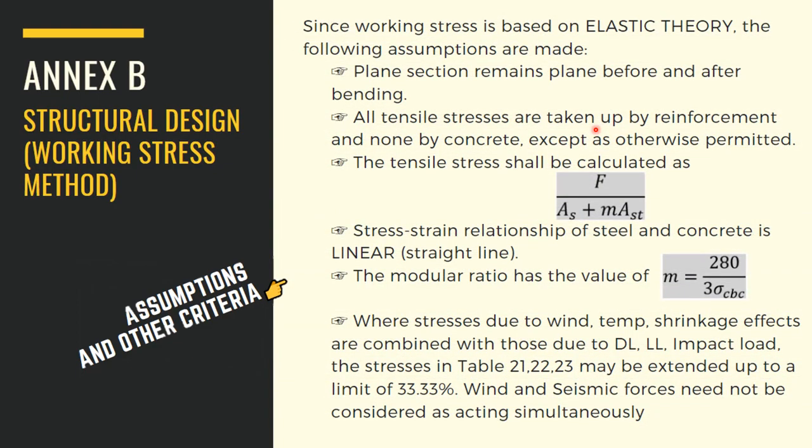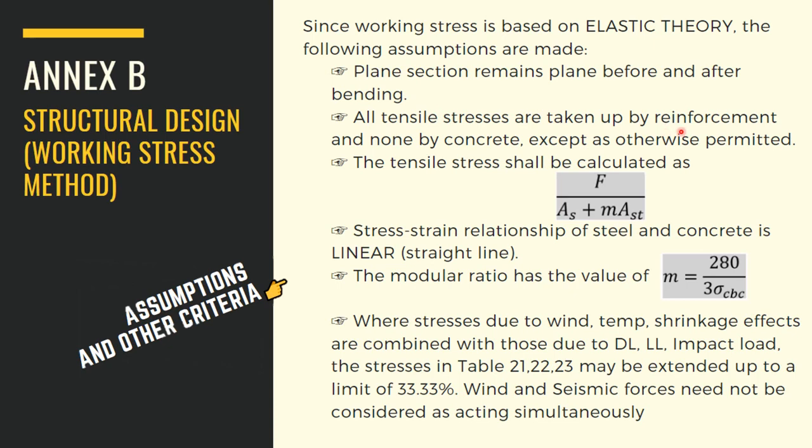So far we have learned about the limit state method and limit state design. Now the IS codes also specify some criteria for the working stress method, which uses a factor of safety instead of partial safety factors, as in the limit state method. Now first, assumptions and other criteria. Since the working stress method is based on elastic theory, the following assumptions are made. Plane sections remain plane before and after bending. This we have already seen in the limit state method also.